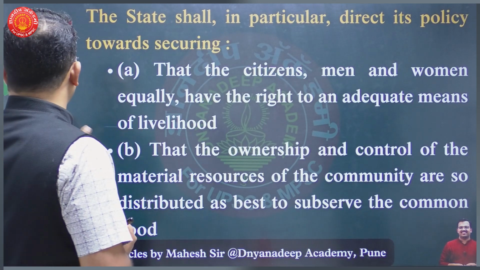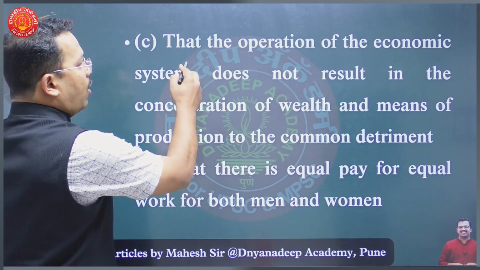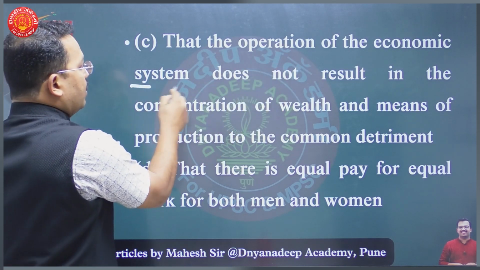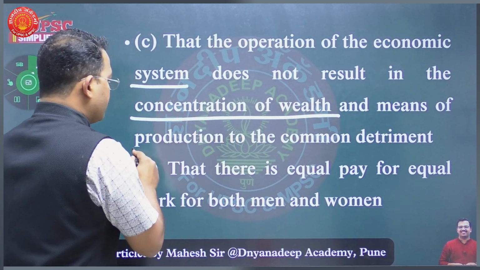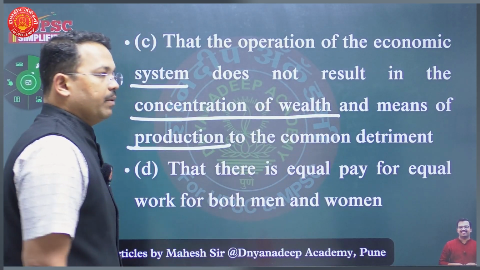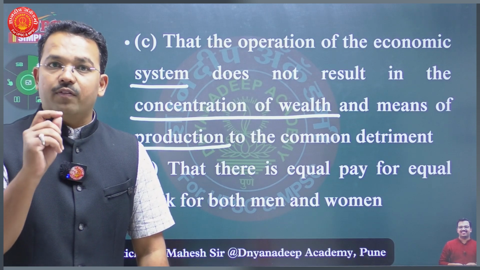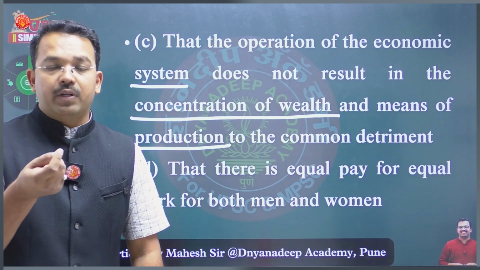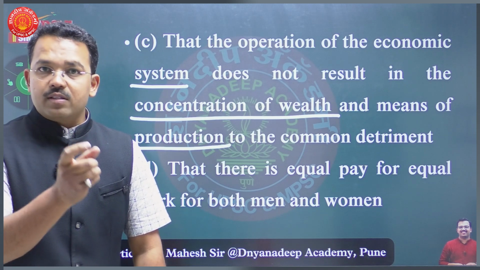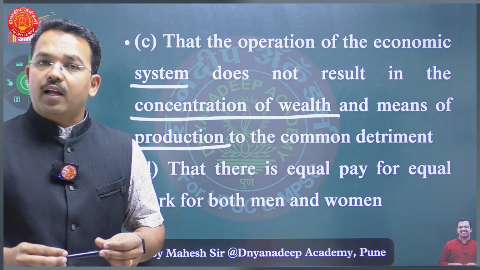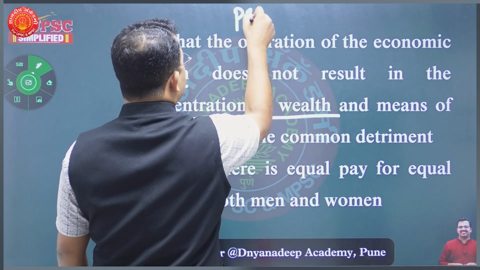Then comes clause C. Clause C, what does it say? Clause C says that the operation of the economic system does not result in concentration of wealth and means of production to the common detriment. In simple terms, there should not be concentration of wealth in the hands of few people. Wealth, means of production, resources should not be concentrated in the hands of few people. That's why we have progressive taxation.